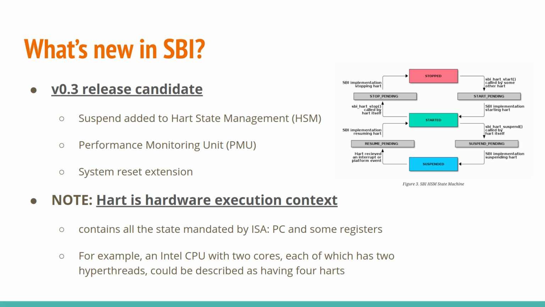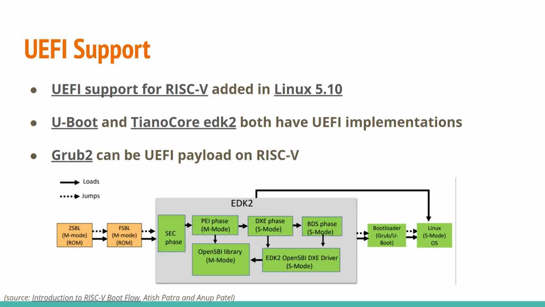So if you're not familiar with the term hart, it's a term used in RISC-V to mean a hardware execution context. So this contains all the state mandated by the ISA, so the program counter and certain registers. So for example, you can think of an Intel CPU with 2 cores with hyperthreading on each. That would essentially be 4 harts. So if we have a RISC-V processor with 4 harts, you could kind of think of it as 4 cores in a system that didn't have hyperthreading. Or in the context of Linux, if we have 4 harts, we would have 4 schedulable processors, or we'd have four penguins when our system boots up.